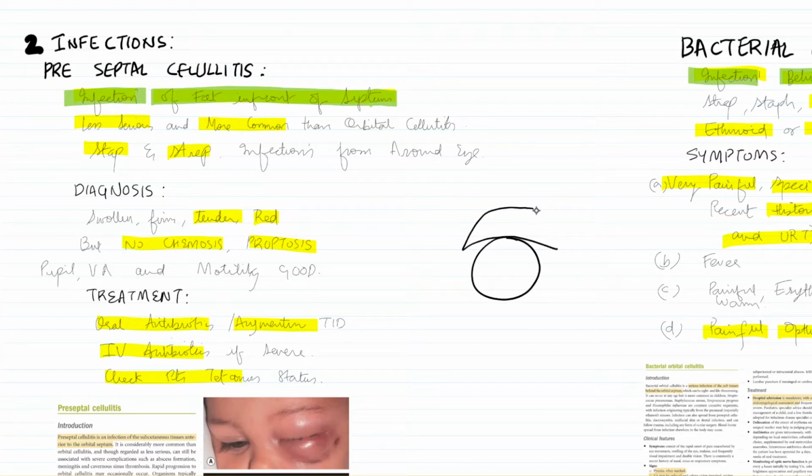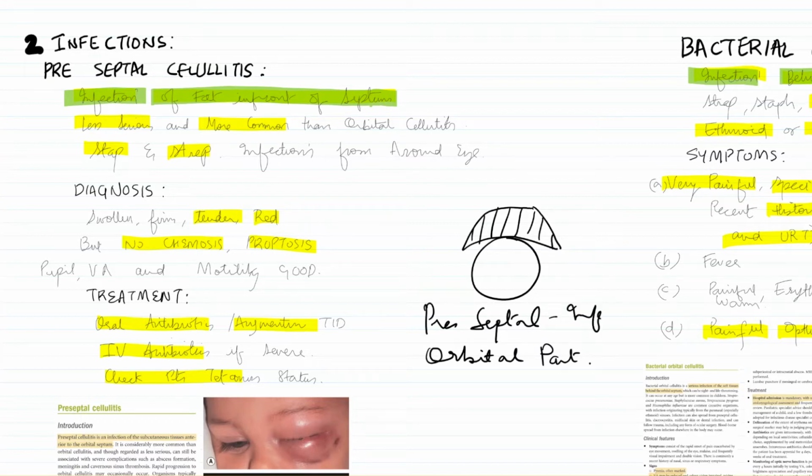This is like a membrane that sort of separates the eye into a preseptal and an orbital part. So if you have an infection before the septum, you will call it a preseptal infection, whereas behind the septum would be called an orbital infection or an orbital cellulitis, for example. So with that out of the way, look at preseptal cellulitis.